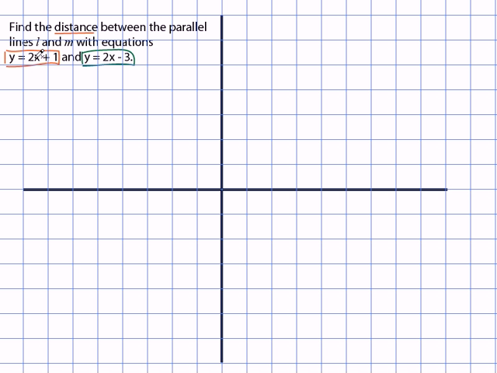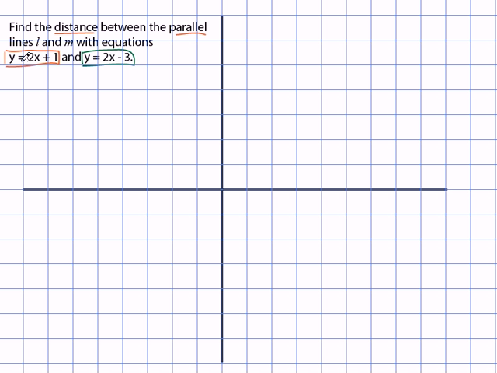If you notice something right away, they both have the same slope. So what is going to be true about these lines if they have the same slope? Well, that means the two lines that have the same slope are going to be parallel to each other. And they tell you they're parallel, but I could have told you they were parallel just by looking at the slopes. So we know we're going to have parallel lines.